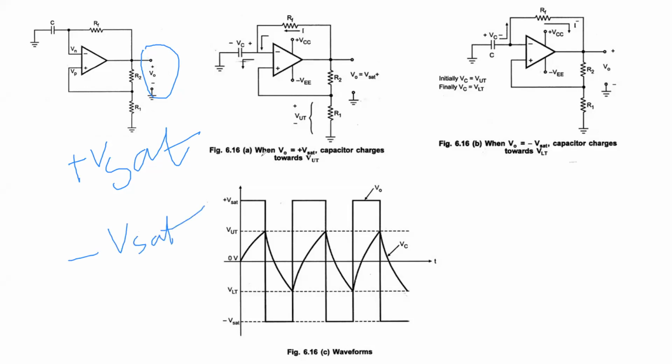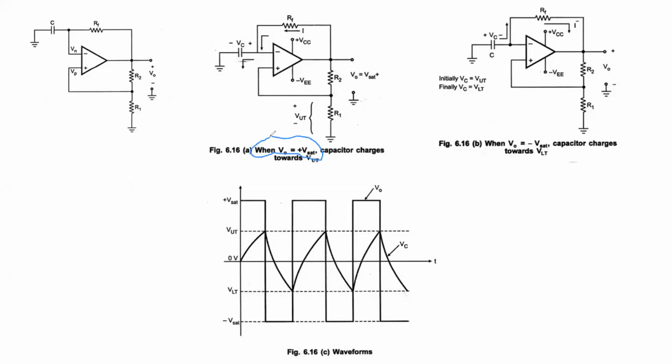Suppose I'm assuming that when the power supply is turned on, the output is plus V sat. Here, this is the circuit when V naught equal to plus V sat.